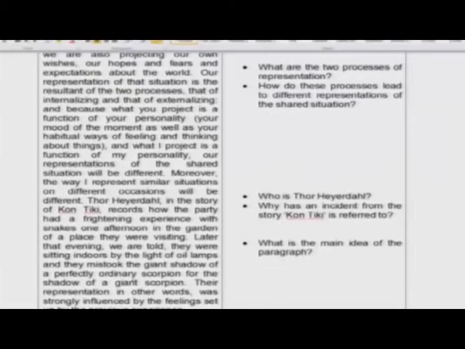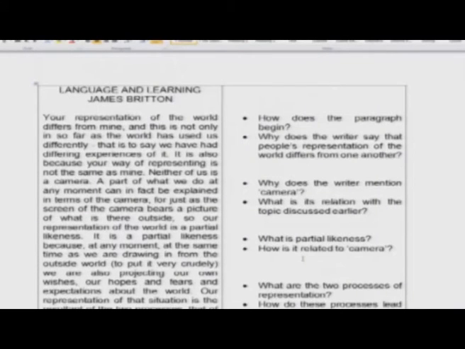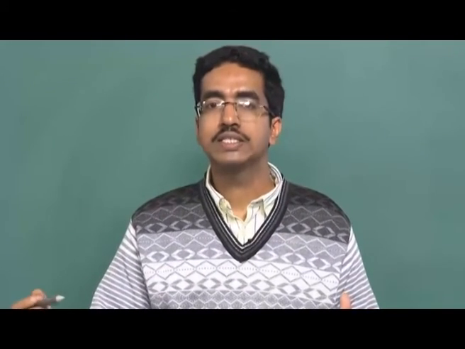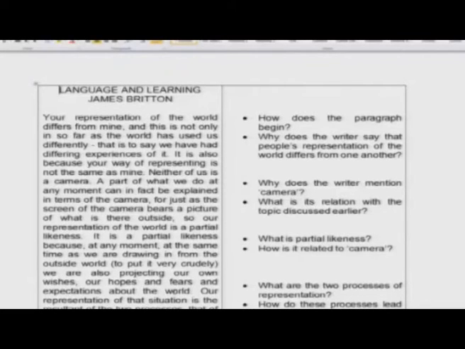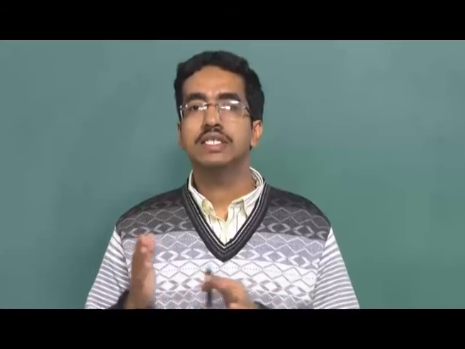So, now that we have read it, can we go back to this question and ask ourselves what is the main idea of the paragraph? So, the writer here very clearly says that our representations of the world are different. These differ from individual to individual and also from context to context. This is not going to be an exact replica of what we see outside, what we feel, because there is also projection of individual personality, and therefore, it differs.